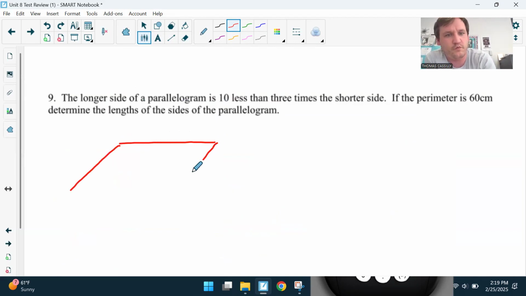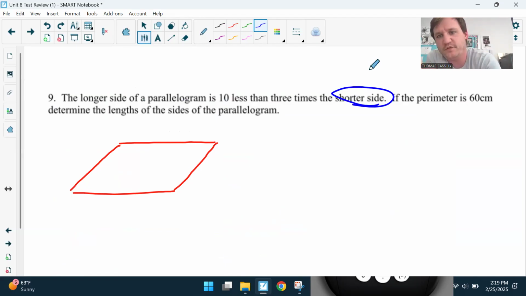All right, so it'll look more or less something like that. Now, the longer side is 10 less than 3 times the shorter side. What I would always do in these, find the shorter side, call it X. The shortest side here is going to be X. Now, we know that it's a parallelogram, so the opposite sides are congruent.